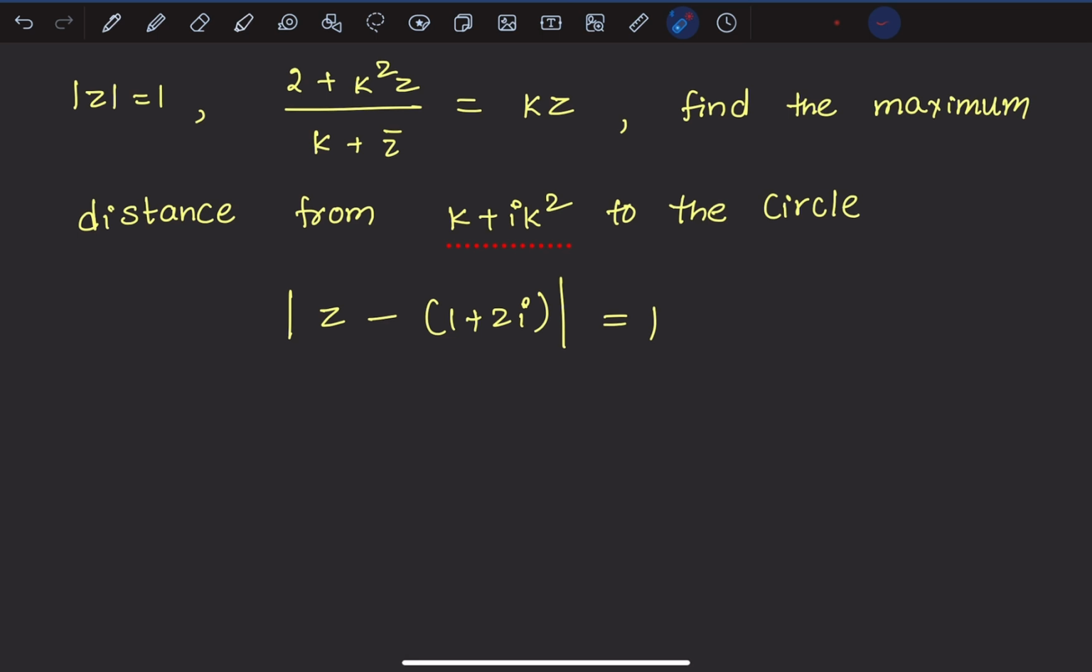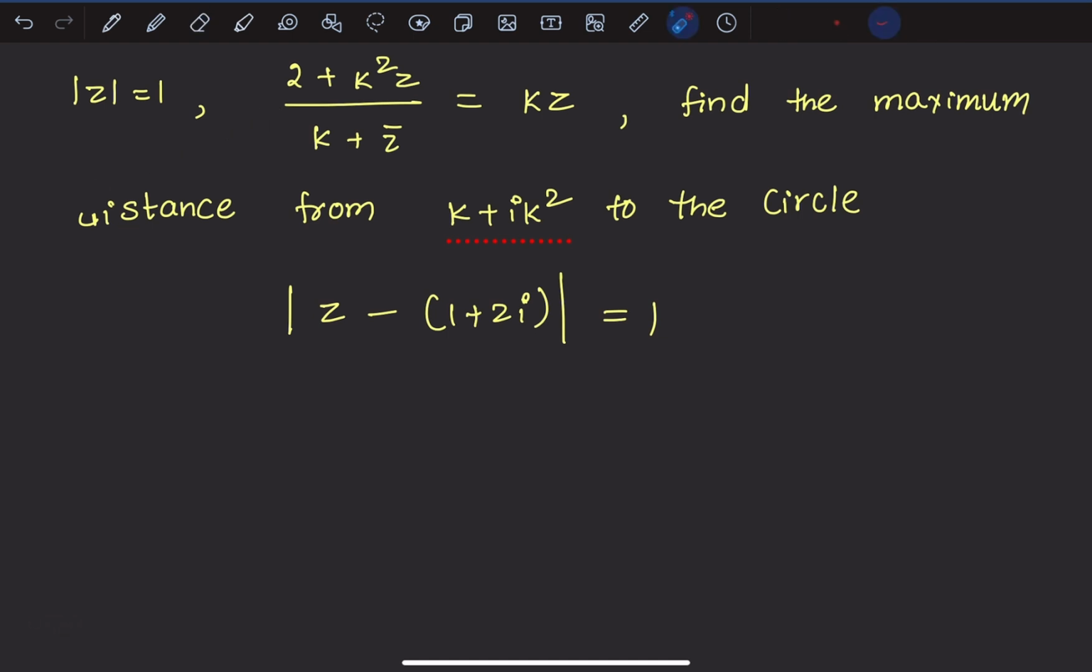This question is from complex numbers. There is a circle mod z is equal to 1, which is your unit circle with the center 0, 0, and there is a point on this particular circle which satisfies this equation. Then we have to find the maximum distance from the point. This is a point, so you have to find the value of k, and when you put the value of k here, you'll get a point. You'll find the maximum distance between this point and this particular circle.